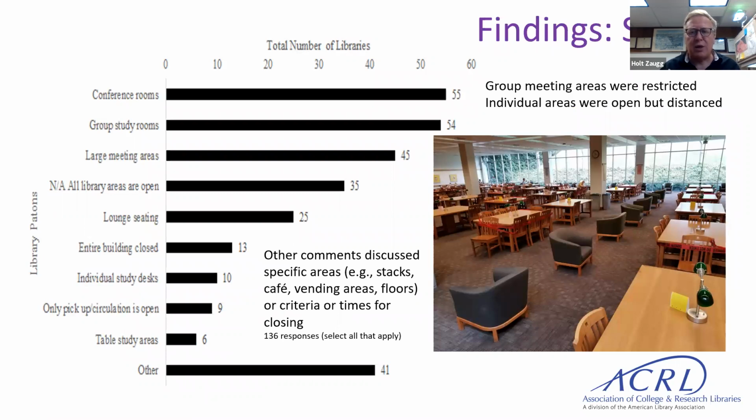What public access areas of the library were closed as a result of COVID-19? We saw an adjustment for anything that was group meeting areas were restricted or closed, and individual areas were opened but distanced. And you can see that the conference rooms, group study rooms were often closed, or group study rooms were adjusted to smaller occupancy, large meeting areas. In 35 instances, all library spaces were left open by institutions.